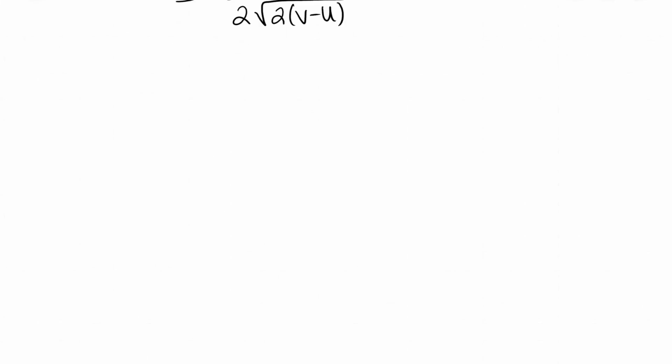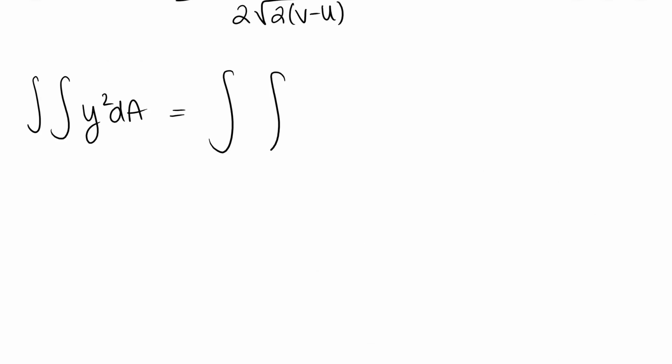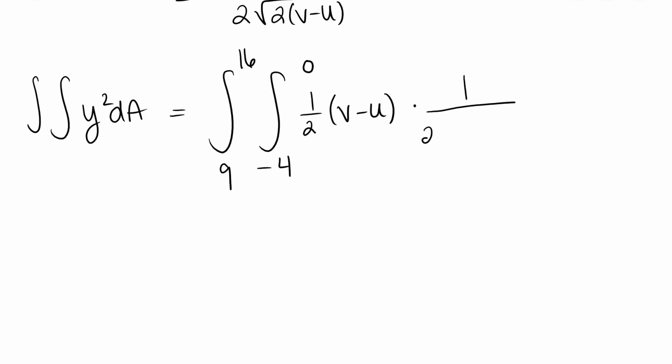Okay, so that whole thing, which I know it seems like maybe wasn't easier, but I think it might be. If I integrate, I'm going to go -4 to 0, so that says I'm integrating with respect to u first, then 9 to 16, right? Well, y squared was pretty easy to see. That was just 1/2 of v minus u, before I had to square root it. Then the absolute value of the Jacobian, I don't have to worry about an absolute value because I'm dealing with square roots. 2 times v minus u du dv.